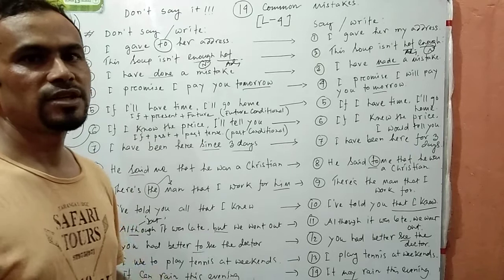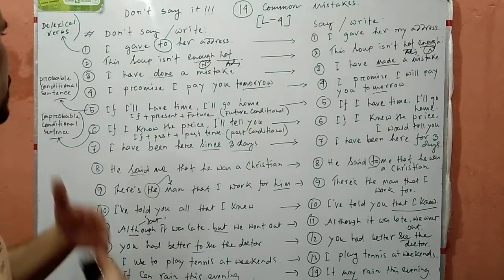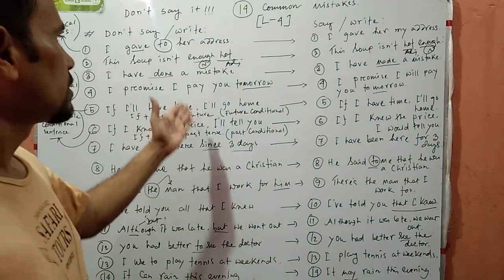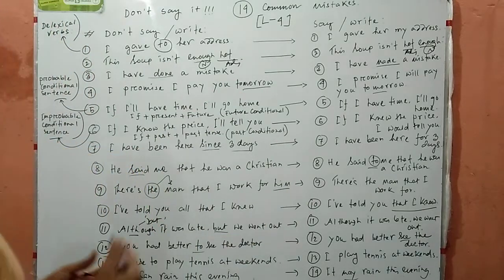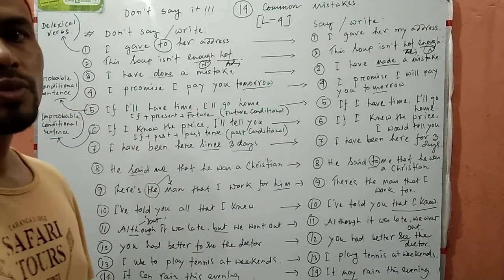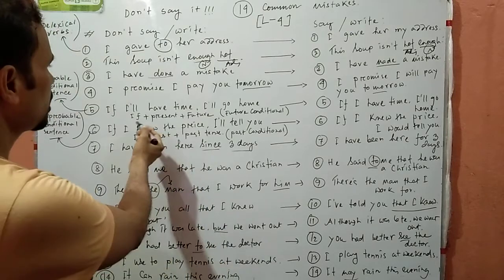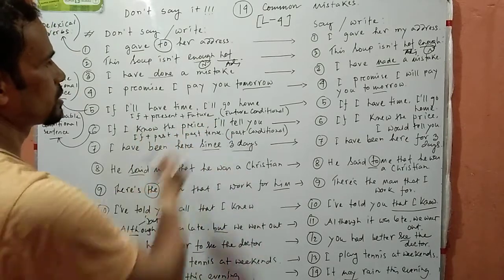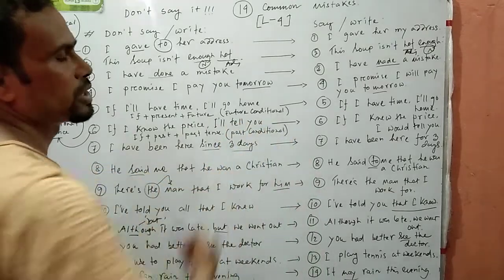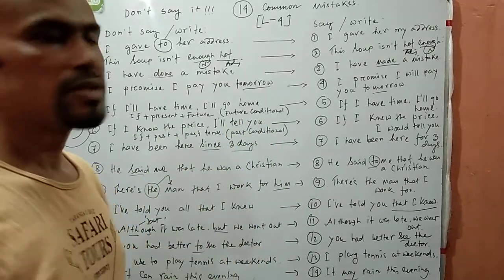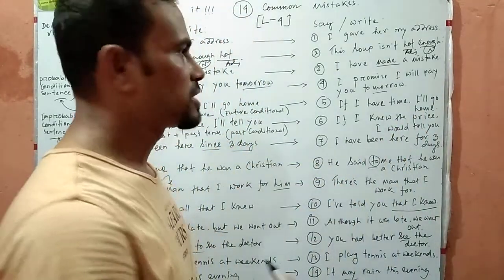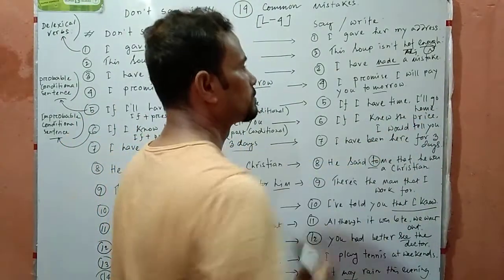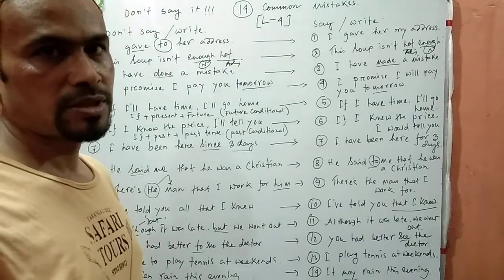Probable conditional sentence means what? If there is any possibility, I will go home. So in case of a probable conditional sentence, we use this structure: if plus present plus future, or we could say future conditional. So the correct sentence is, if I have time, I'll go home. This sentence is correct.